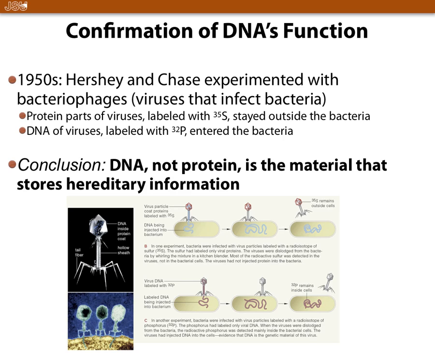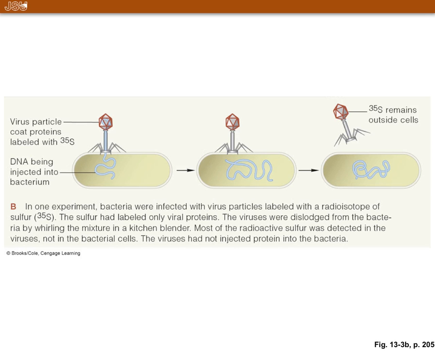When they traced the tag on protein, they saw that the protein tag did not go inside the bacterium, implying that it was not the molecule of heredity. But the DNA tag did, again implying that the molecule of heredity was, in fact, DNA. So that's what Hershey and Chase did: they essentially confirmed that DNA was likely the molecule of heredity.